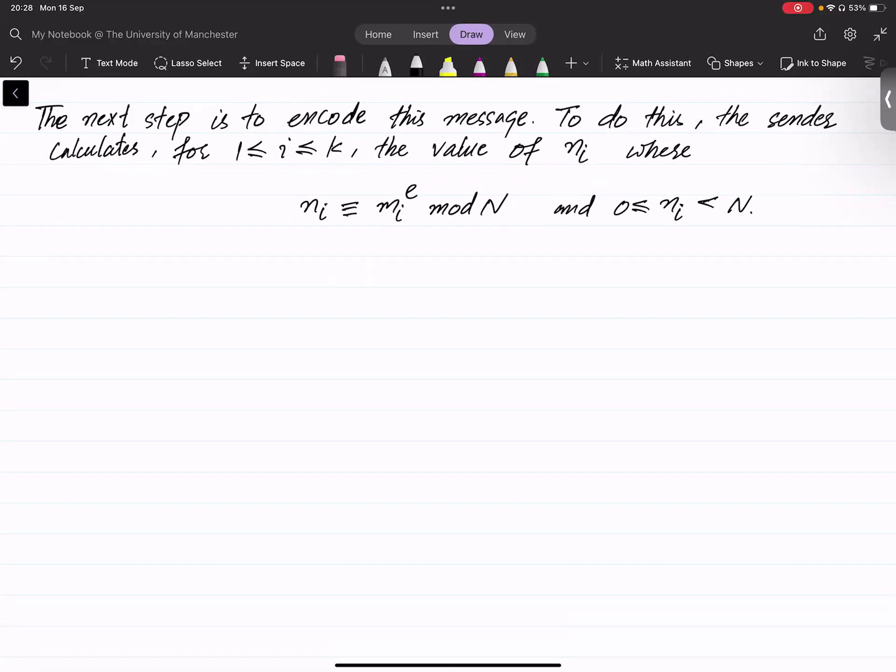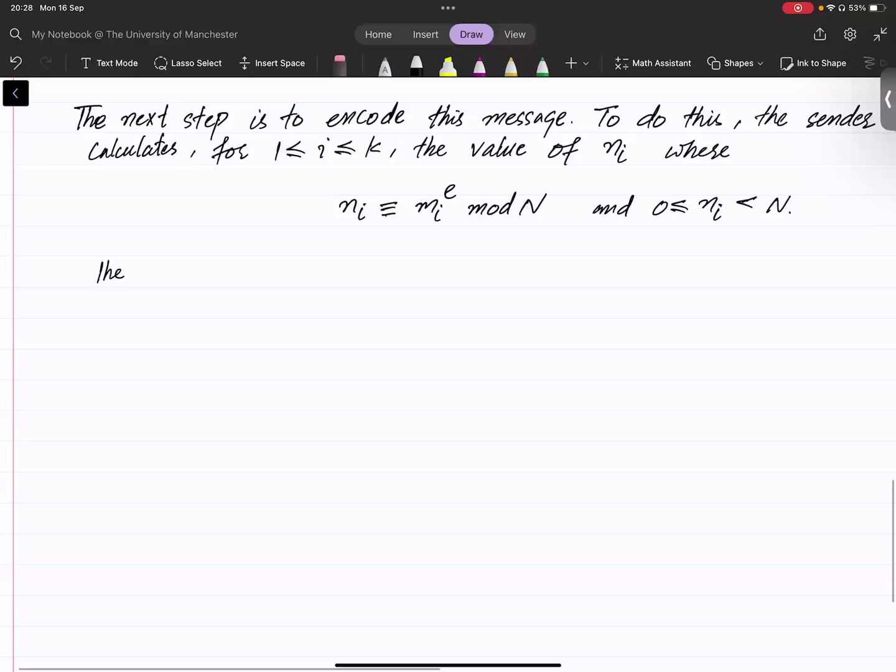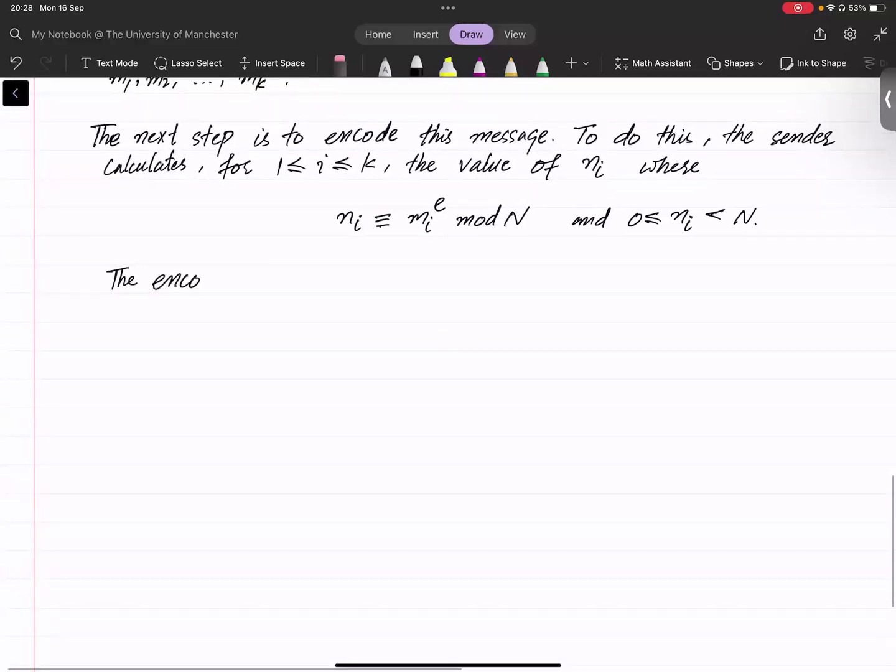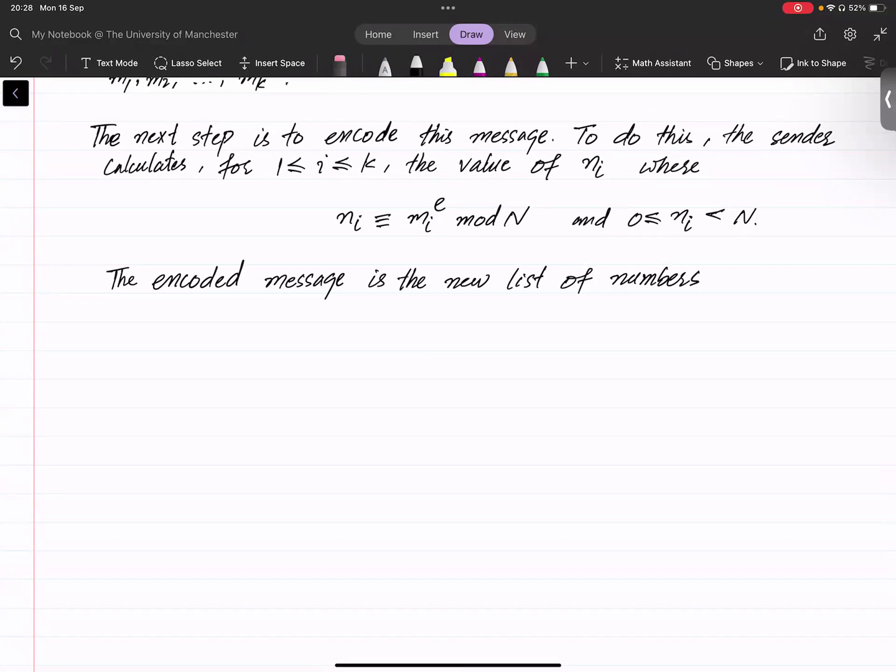The encoded message is the new list of numbers, say n1, n2 up to nk, and this is the message that is sent to us.